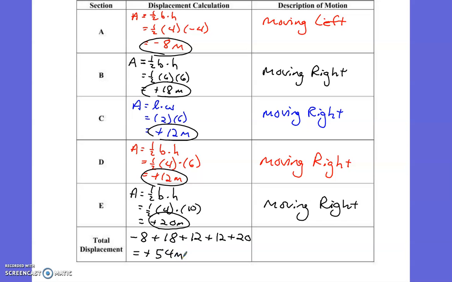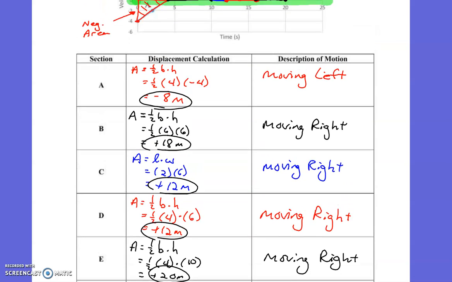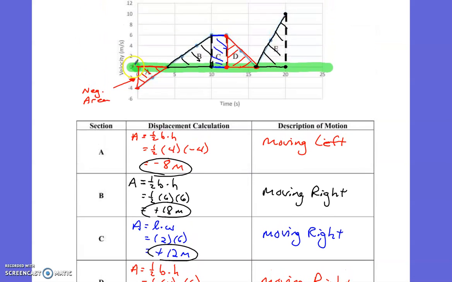That means that we have moved to the right 54 meters from where we started. So wherever we started, we are simply 54 meters to the right of that spot. So again, finding the area is the same as finding the displacement. We have to draw where that horizontal axis is and find the area between the line and the horizontal axis.